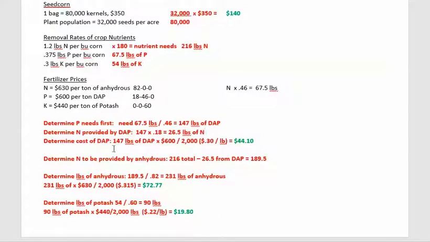The cost of our diammonium phosphate is for 147 pounds. Our price is in price per ton. So what we do is simply take $600 per ton, divide that by 2,000 to get our price per pound of fertilizer, and multiply that by pounds of fertilizer. From there, we determined it cost us $44.10 to meet the needs of our phosphorus.